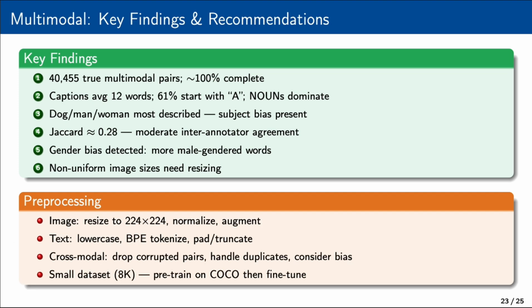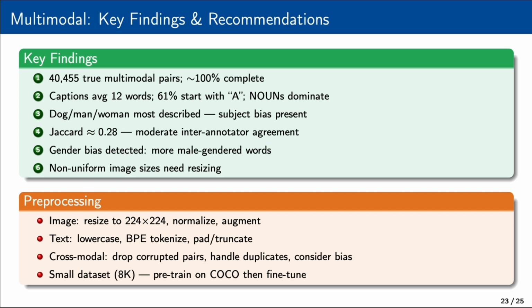Let's consolidate the key findings from the Flickr8k multimodal analysis before moving to the comparative summary. We confirm 44,002 multimodal pairs with essentially complete image-text alignment. Captions average 12 words. 61% start with the article A, and nouns dominate the vocabulary, all typical of crowdsourced descriptive text. Subject bias is a real concern.